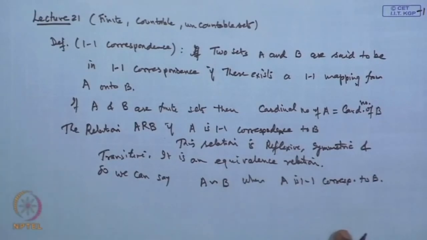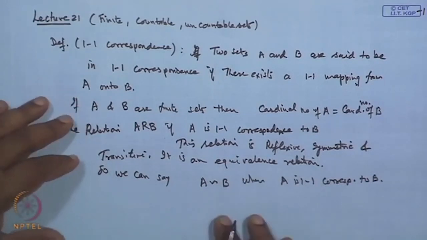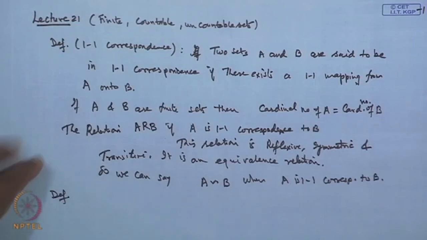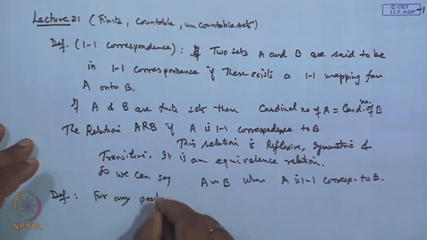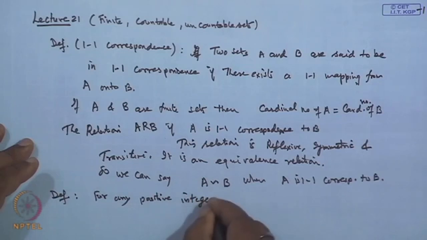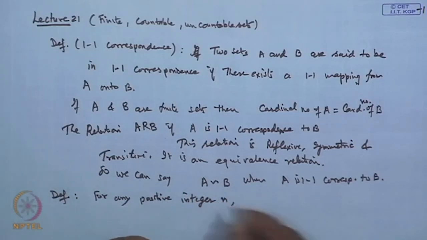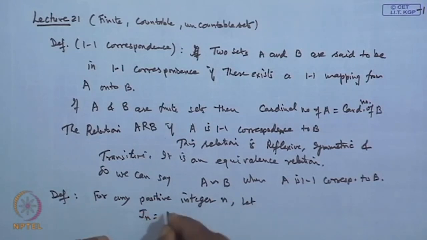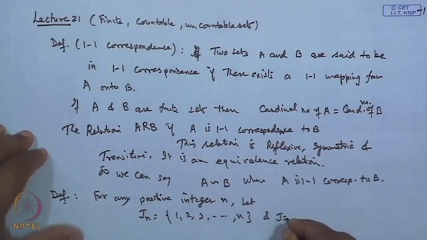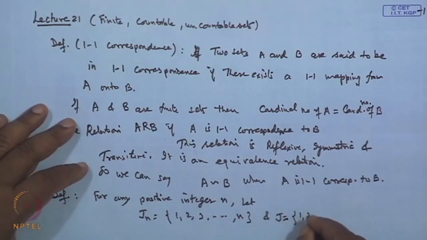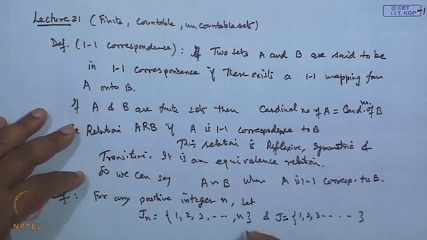Now, using the concept of one-to-one correspondence, we can define finite sets, infinite sets, countable and uncountable sets. The definitions: for any positive integer n, let J_n represent the set having the elements 1, 2, 3, up to n, the first n positive integers, and let J be the set of all positive integers 1, 2, 3 and so on.